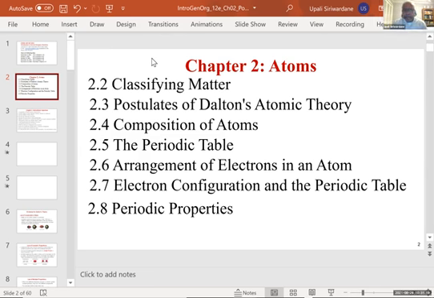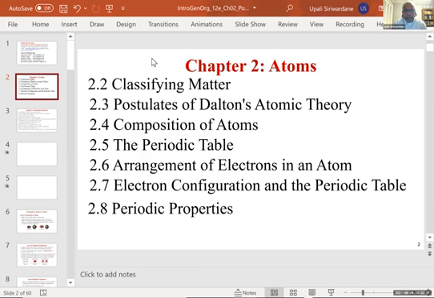Therefore, to understand electrons, the arrangement of electrons in an atom is important. So we came up with the idea that an atom has an electron configuration, which describes the arrangement of electrons in atomic orbitals and its relation to the periodic table. We're going into details soon.